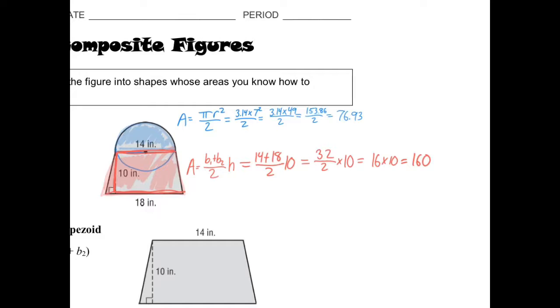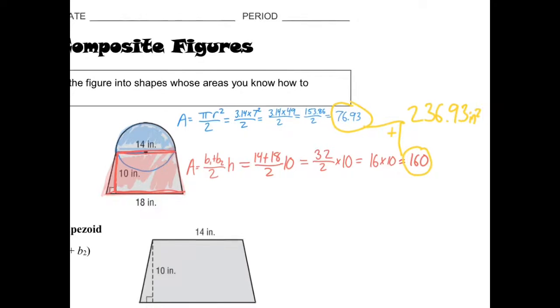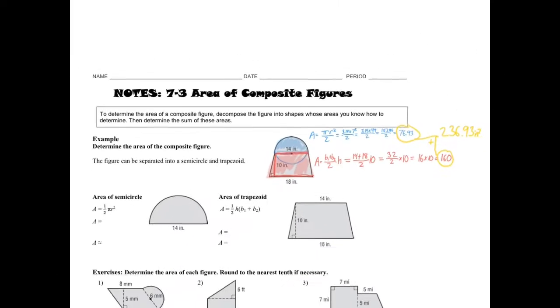In order to have the area of the entire figure, we have to take the area of the semicircle and the area of the trapezoid, and we're going to add these two together. So I'm going to add the 160 to 76.93, and I get a total of 236.93. And we're dealing with inches, so that is going to be inches squared. So that's our full area for that figure right there.